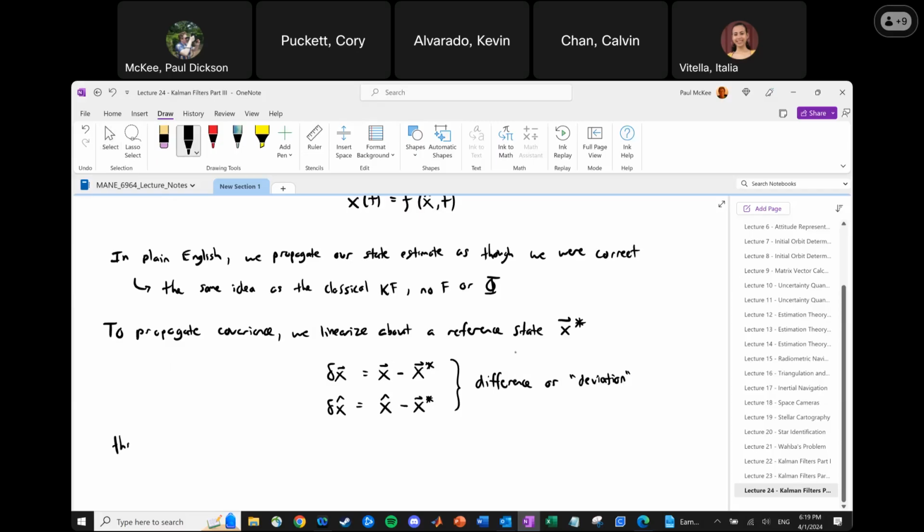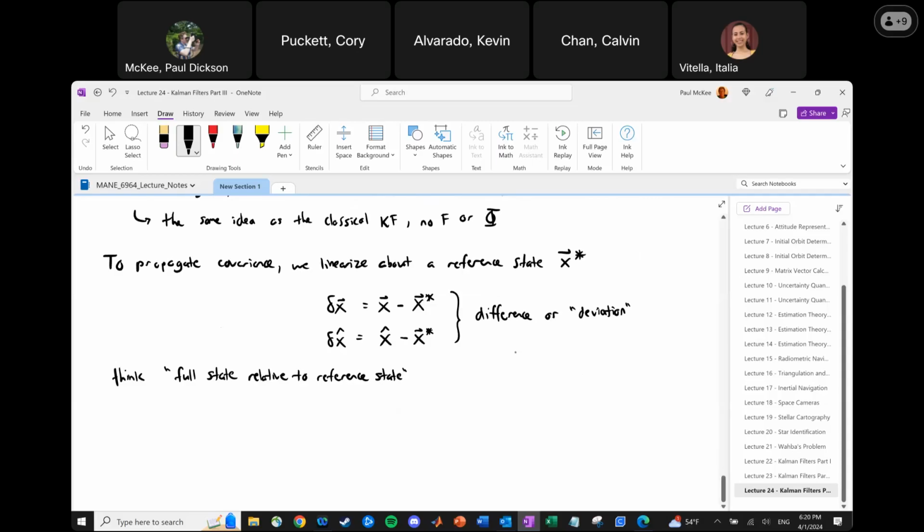So think full state relative to reference state. All right. Now we linearize using a, what else? A Taylor series expansion.